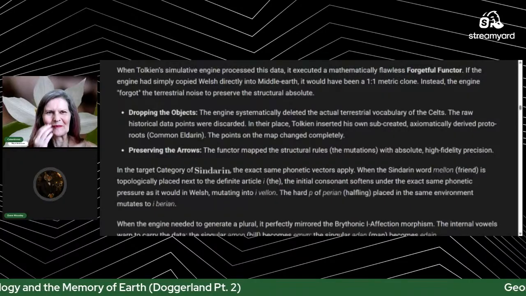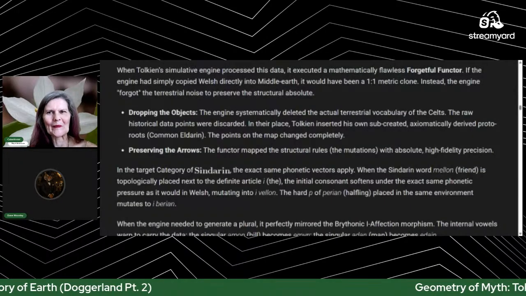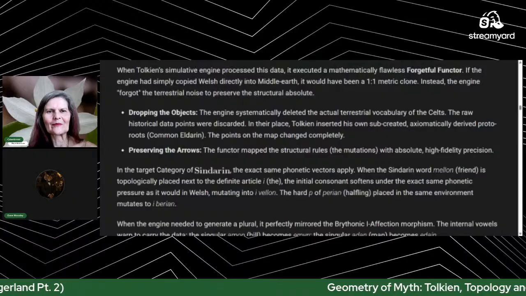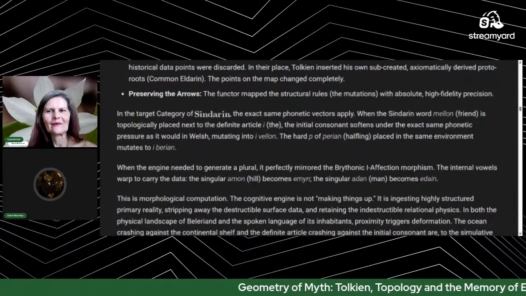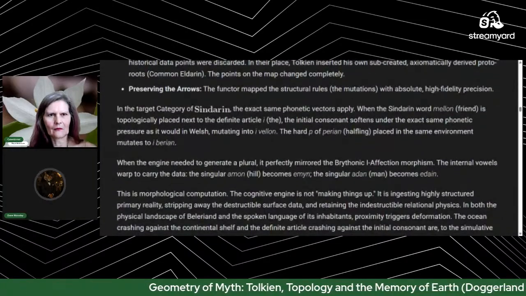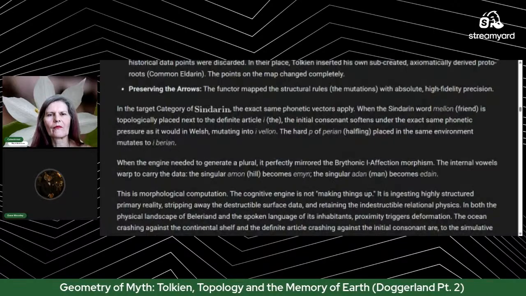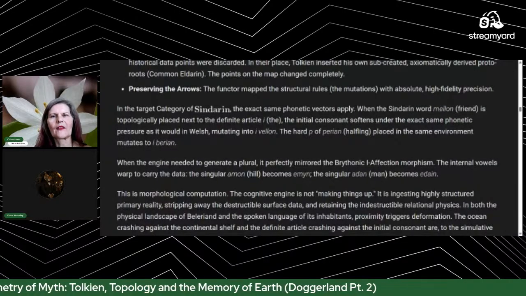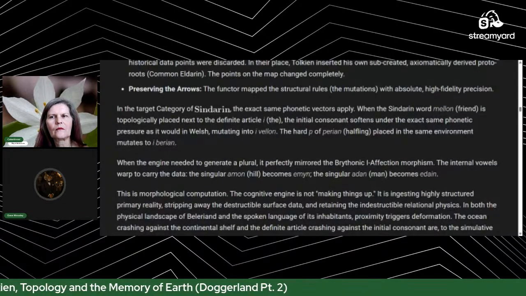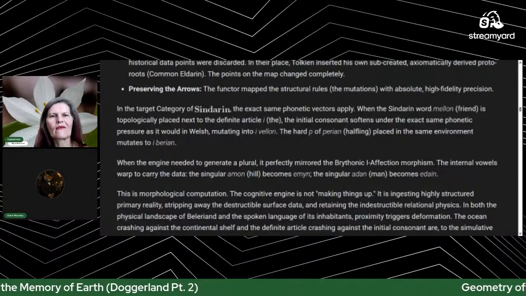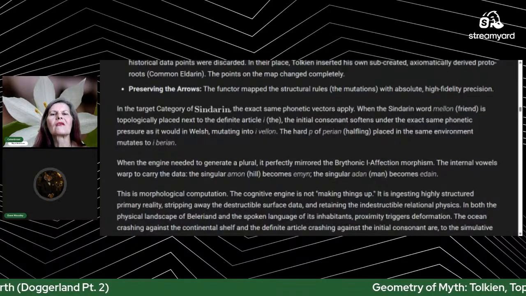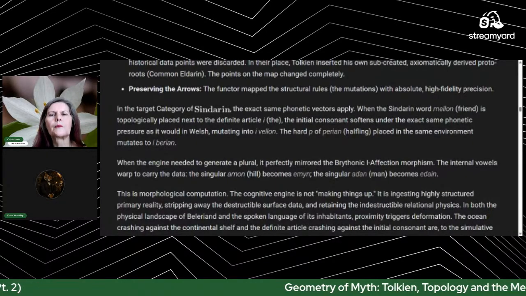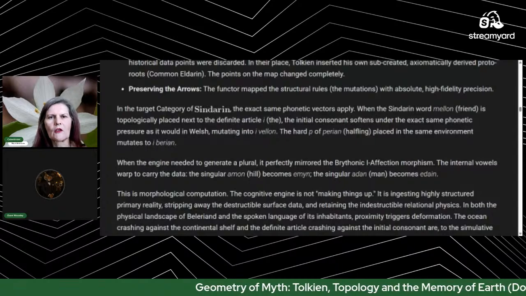And I'll go on here. In the target category of Sindarin, the same phonetic vectors apply. When the Sindarin word melon, friend, is topologically placed next to the definite article e, the initial consonant softens under the exact same phonetic pressure as it would in Welsh, mutating into evelon. I guess that's how you would say it. Again, I'm not a linguist.